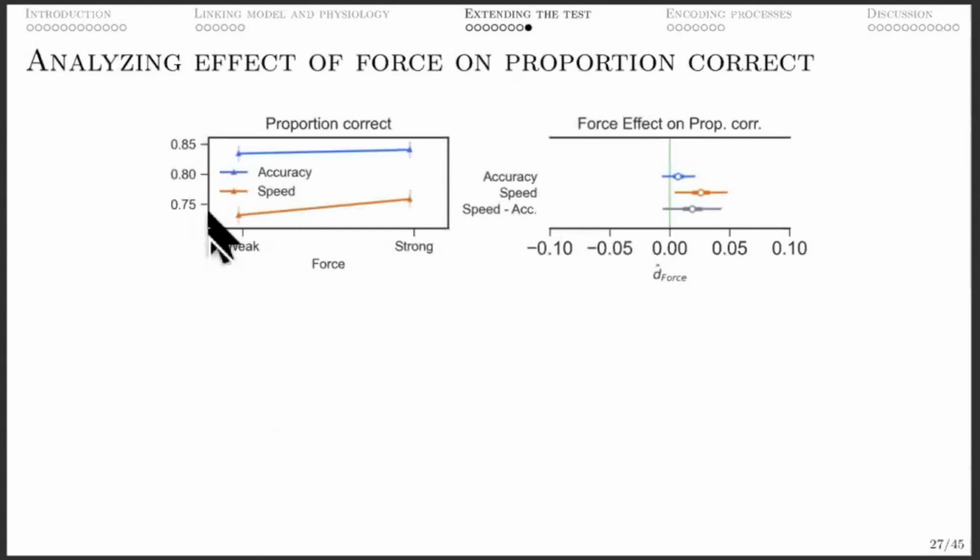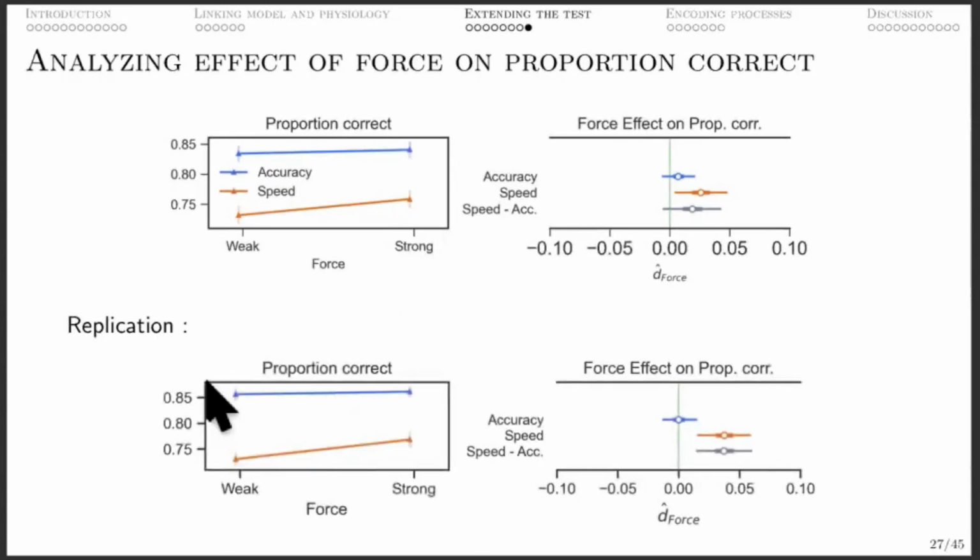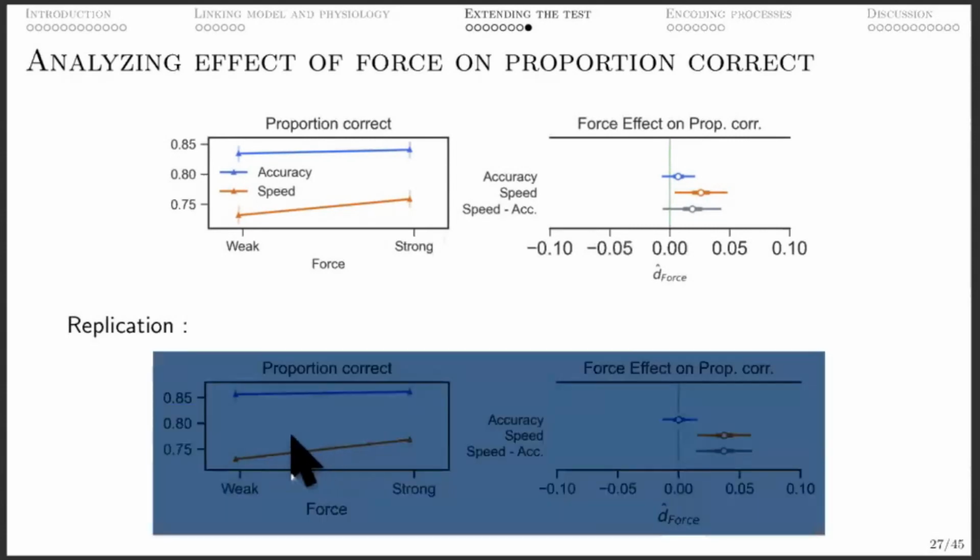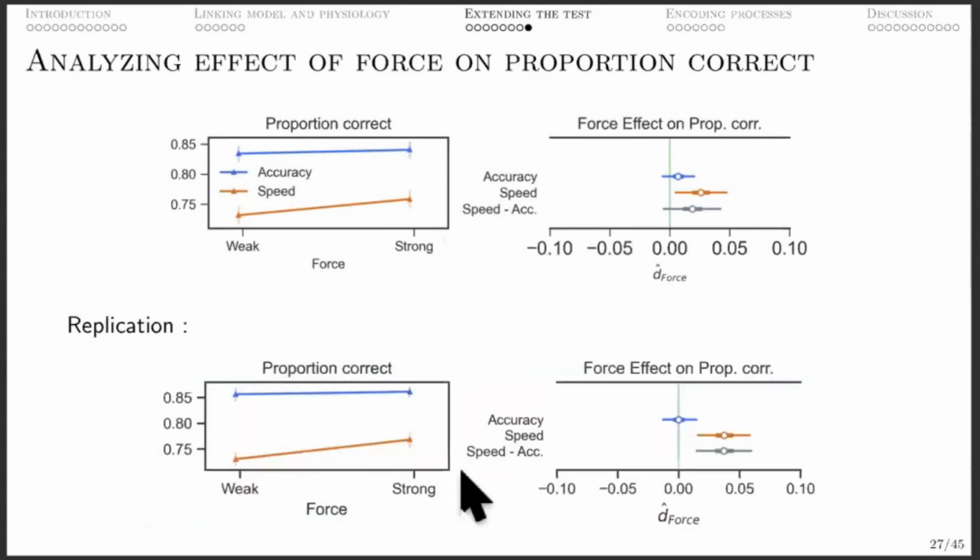You have on the y-axis the amount of correct responses the participant made, in both accuracy and speed conditions, for the different force conditions. And you see that in the speed condition especially, going from a weak to a strong force increases the amount of correct responses made by the participants, suggesting that participants are using this additional time to increase their amount of correct responses. This is also nicely observed in the replication, where we again have this effect on the number of correct responses in the speed condition only.